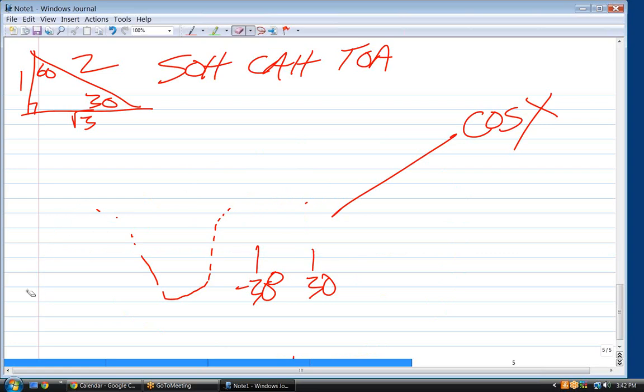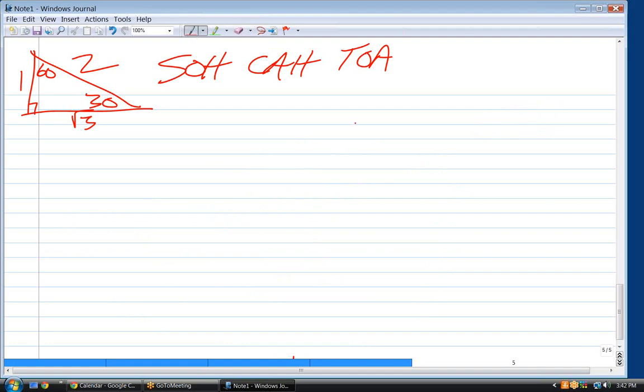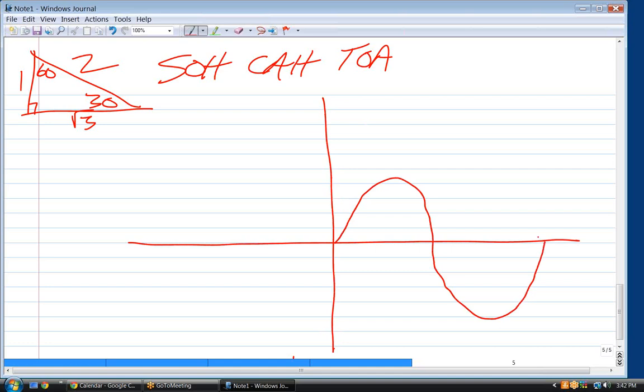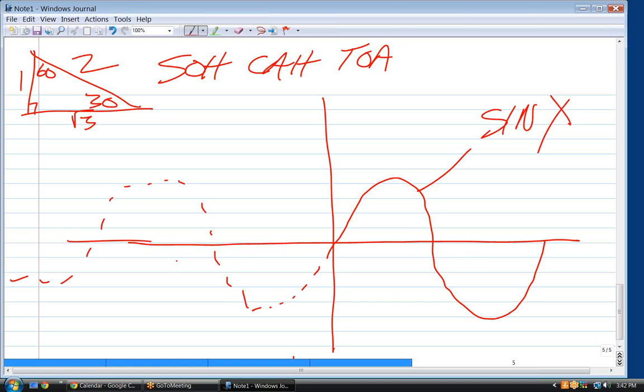Whereas the sine is symmetrical with the origin, which is also a property of odd functions. There's sine. If I draw it on the other side of the axis, it looks like this. Now here, if I said the sine of 30 degrees, it's 1/2. But if I wanted the sine of minus 30 degrees, it's minus 1/2.